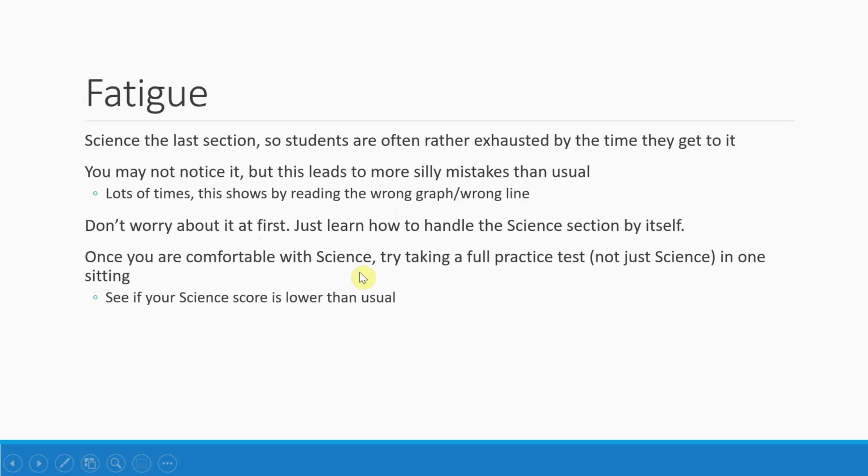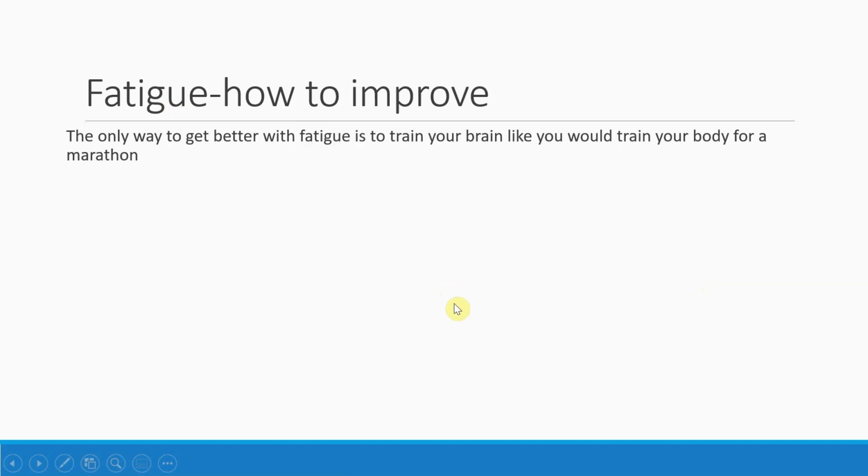But once you are comfortable with the science section, try taking a whole practice test, not just science, but the entire thing in one sitting. And then see if your science score is lower than usual. If so, that tells you that possibly it was just a harder test and you got unlucky, but most likely fatigue was hitting you. So if you do realize that fatigue is something you struggle with, here's how you can improve. And unfortunately, it's not fun.